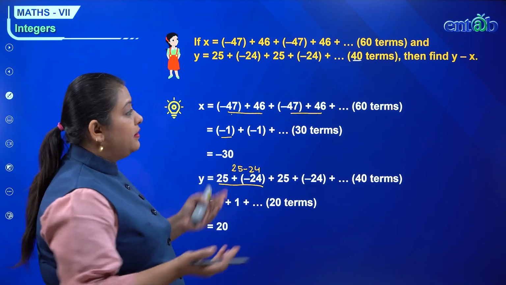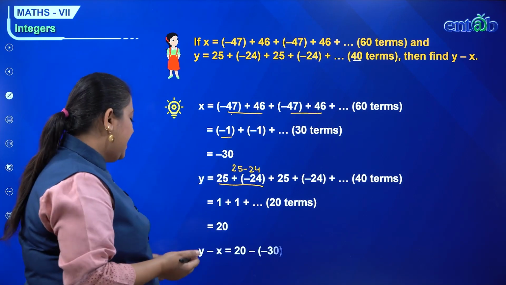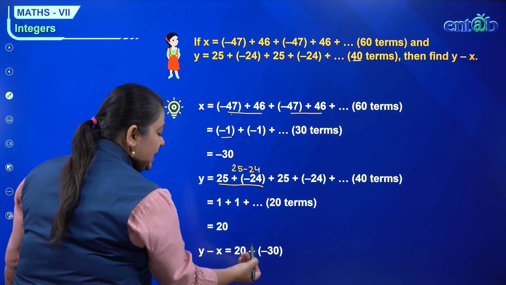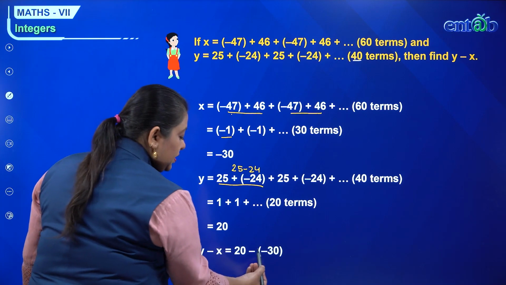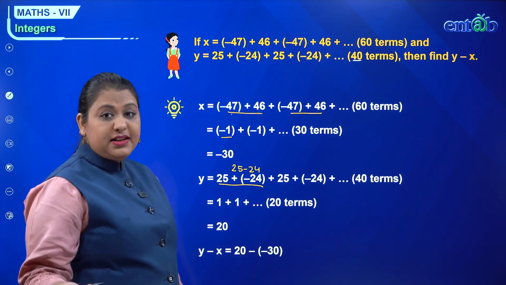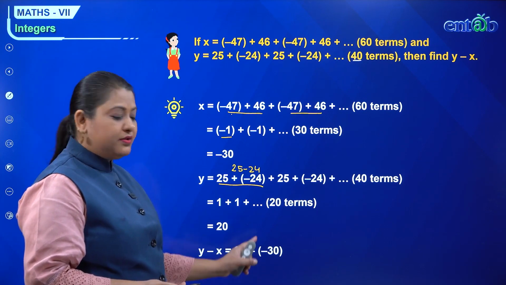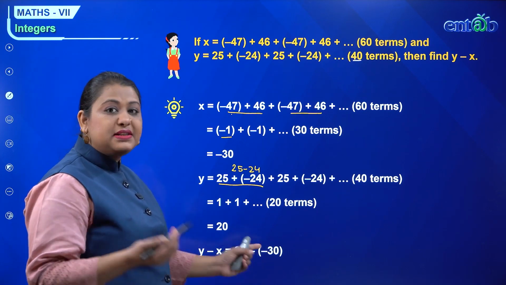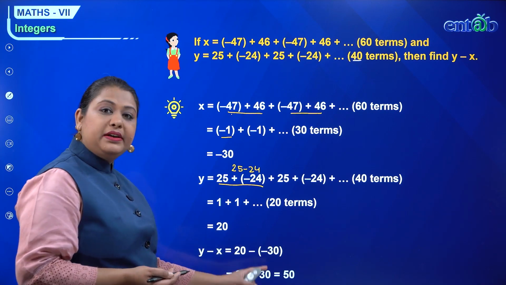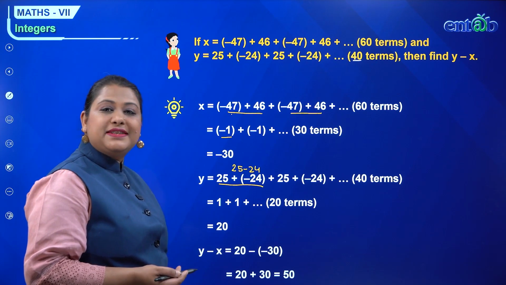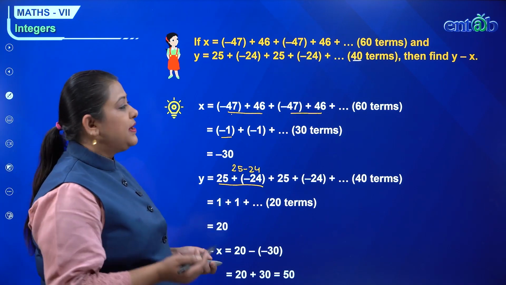Can I find my y minus x as required? Let's check it out. So y minus x is equal to 20 minus, and the value of x is minus 30. Now what is minus minus? It is plus, right? Because this can be considered as minus 1. So minus 1 times minus 1 is 1 only. So minus minus becomes plus. So 20 plus 30, and our answer is 50. I hope this is clear to you. Let's look at the next problem.